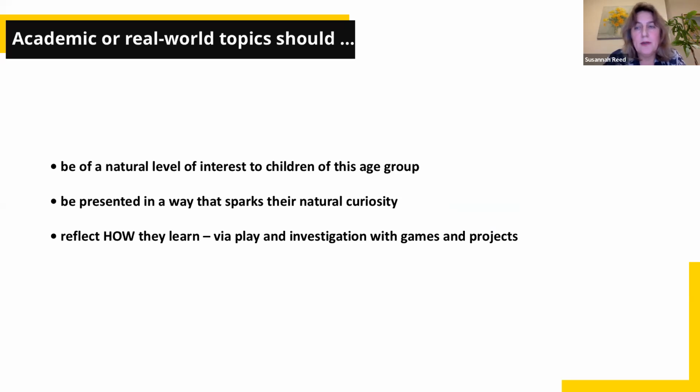When choosing academic topics to explore with this age group, it's important that we choose ones that are relevant to their lives and their natural interests, like the examples from the previous slides. But it's also important that they're presented in ways that spark our young learners' superpower, their natural curiosity, as well as reflecting how they learn through play and investigation with games and projects. And this is something that our course book can help us with too, with its pre-selection of topics and inspiring content, but all presented with graded language and tasks to help us exploit them in a way that our students can understand.